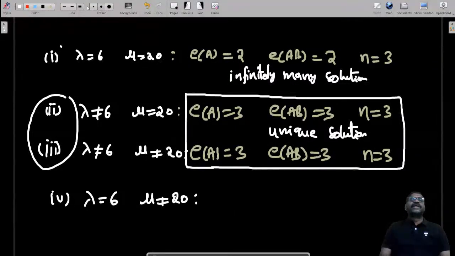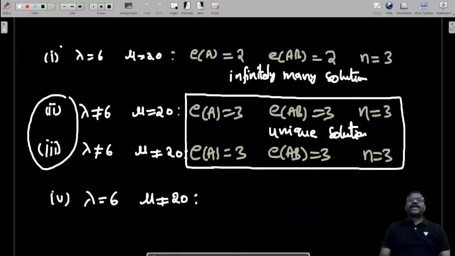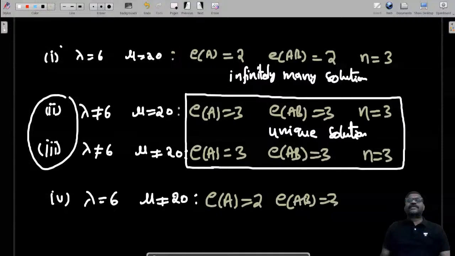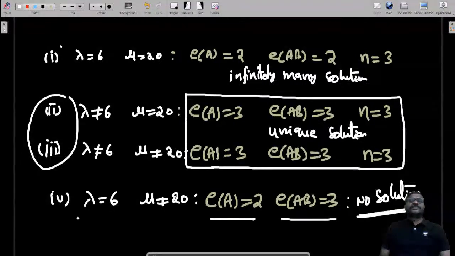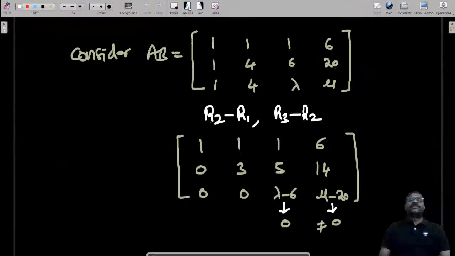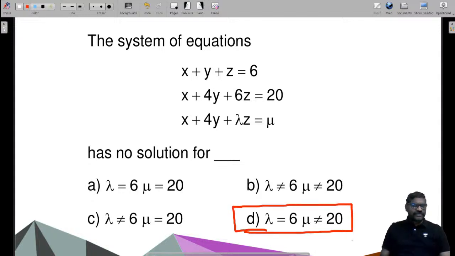Now last case. What is the last case? Lambda equal to 6, mu not equal to 20. In this case, rank of A is 2, rank of AB is 3. You need not write number of variables because rank of A and rank of AB are not equal. When rank of A is 2 and rank of AB is 3, both are not equal, then the system possesses no solution. So the system possesses no solution when lambda equal to 6 and mu not equal to 20. Understood?